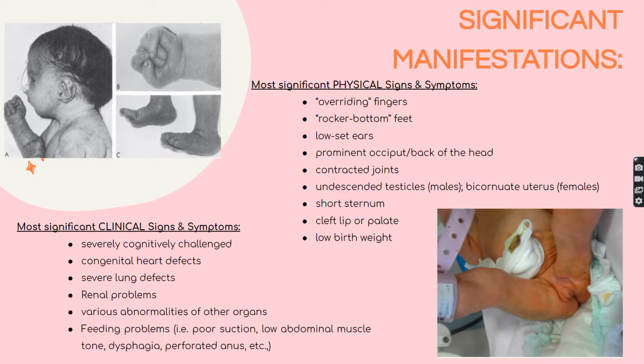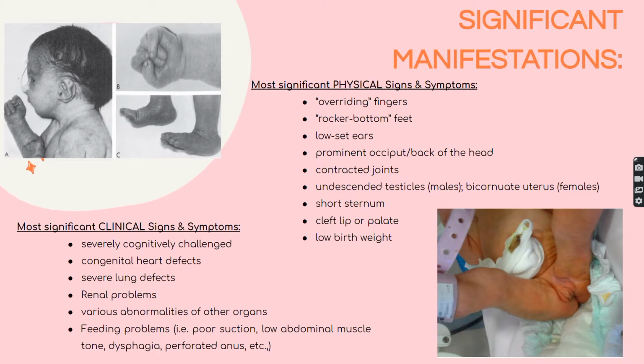The neonate may also have markedly low set ears, prominent occiput or back of the head, contracted joints, undescended testicles in males and bicornuate uterus in females, a short sternum, cleft lip or palate, and they usually tend to be small for their gestational age or have a low birth weight.